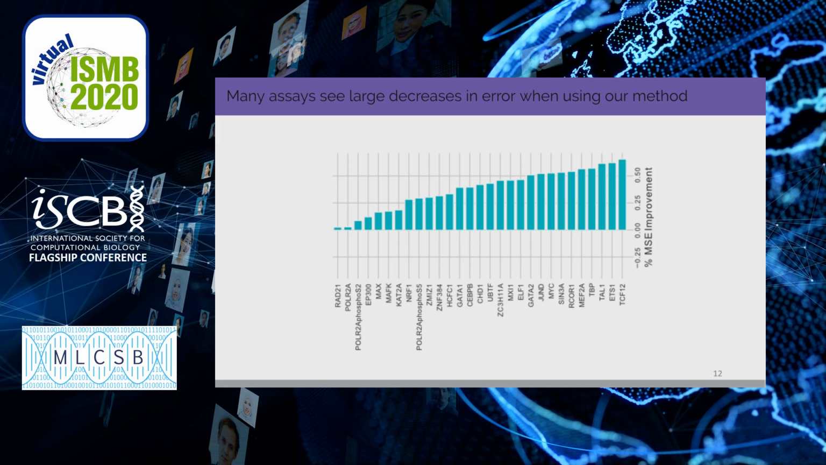So we then broke performance down by assay, and what we observed is that for around 1/3 of protein binding assays, we saw a decrease in the mean squared error of around 50%, which is really large. For 2/3 of assays, we saw a decrease in the mean squared error of at least 20%, which again is a pretty large decrease. Over all assays, we saw an average decrease in the mean squared error of 33.6%.